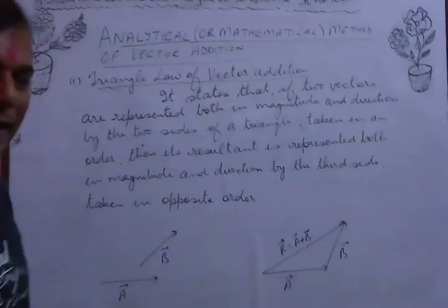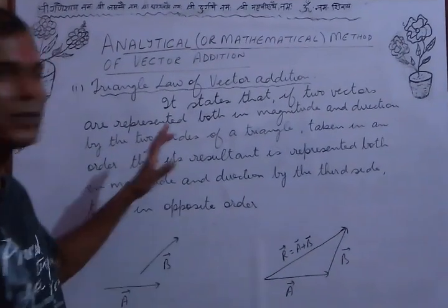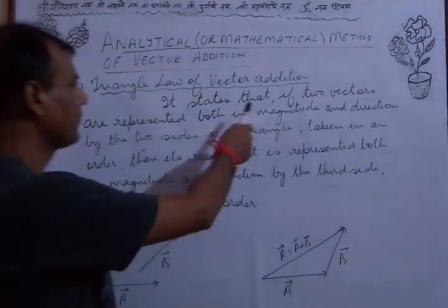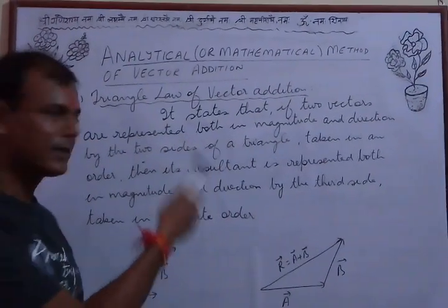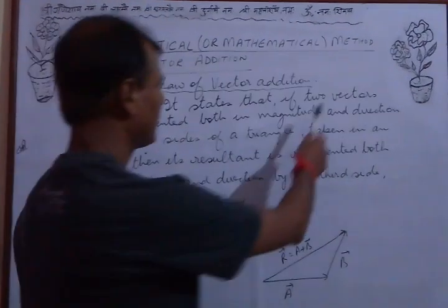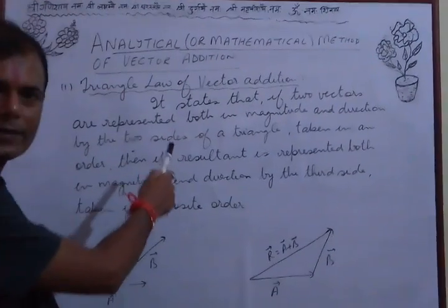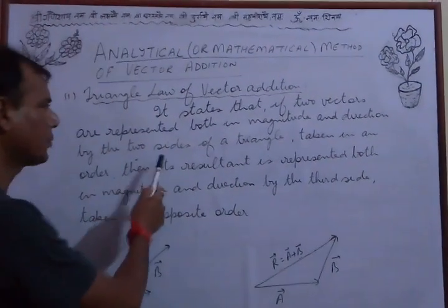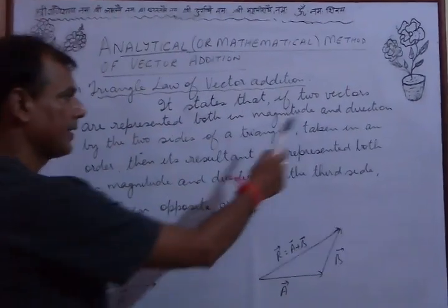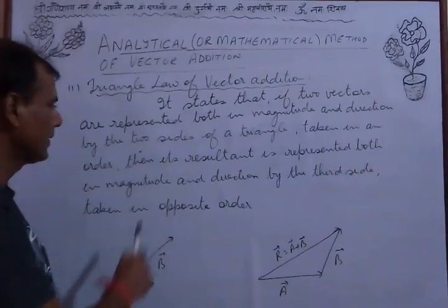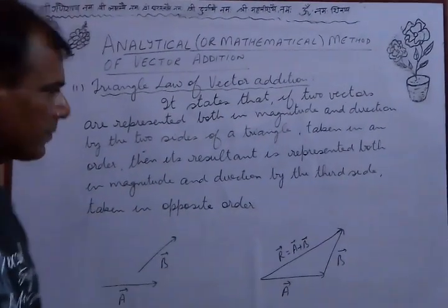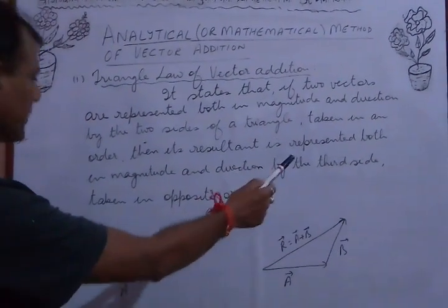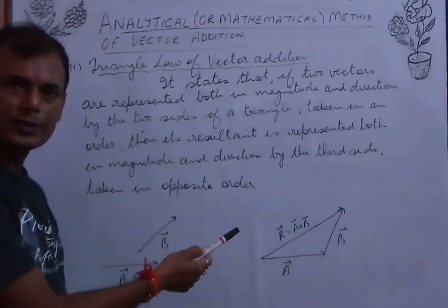Two vectors can be added mathematically by using two laws. The first law is the triangle law of vector addition. This law states that if two vectors are represented both in magnitude and direction by the two sides of a triangle taken in an order, then its resultant, that means its sum, is represented both in magnitude and direction by the third side taken in opposite order.